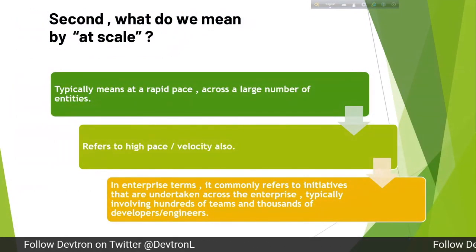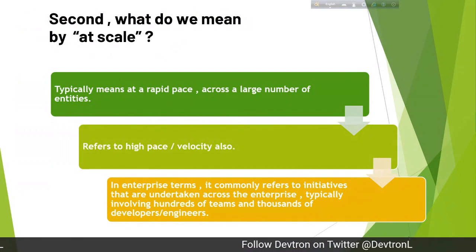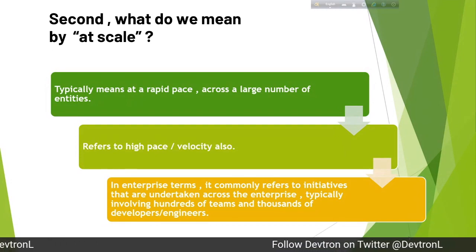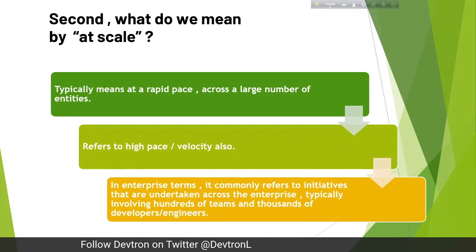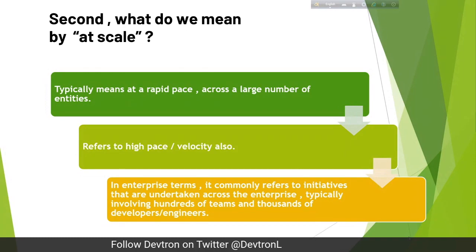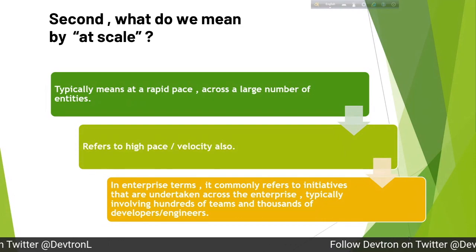And what do we mean by at scale? An enterprise works at scale. Scale means at a rapid pace, but also across a large number of entities. High pace, high velocity. Basically, any initiative that you take in an enterprise affects hundreds and thousands of developers. For example, in an enterprise like Amazon, say they decide to start using a Lenovo laptop and not an HP laptop. Just think about the impact of that decision. That will impact every single one of their hundreds and thousands of developers.